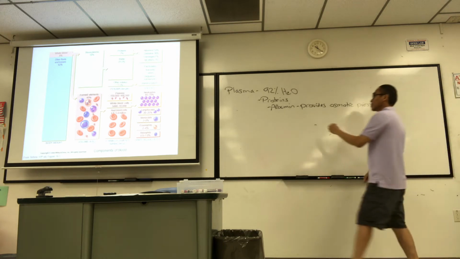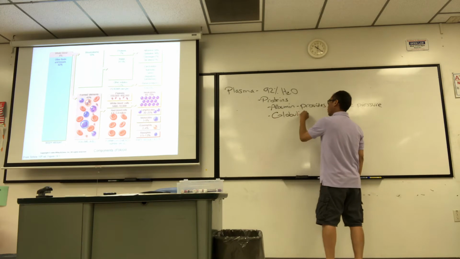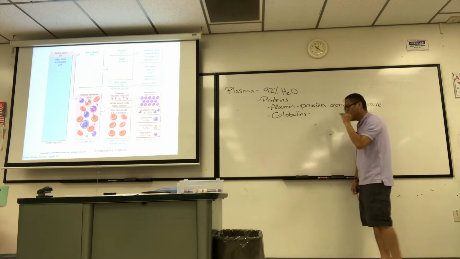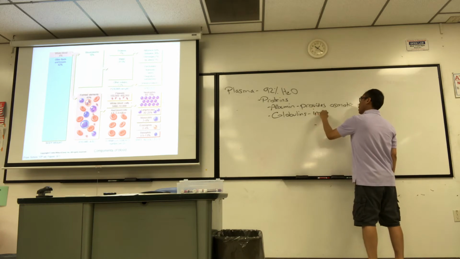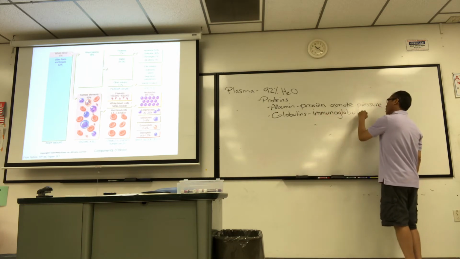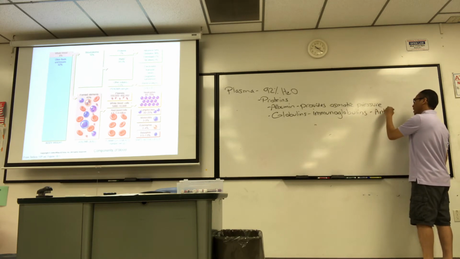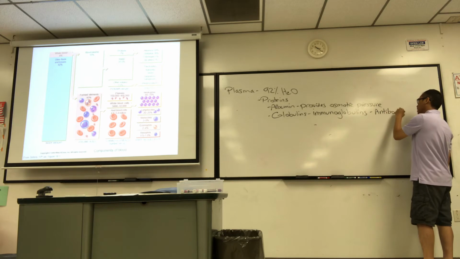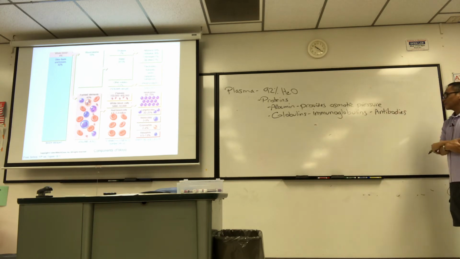Globulins, well, the ones we're going to study, the immunoglobulins. Otherwise known as antibodies. They attack foreign invaders. It's these proteins that circulate.